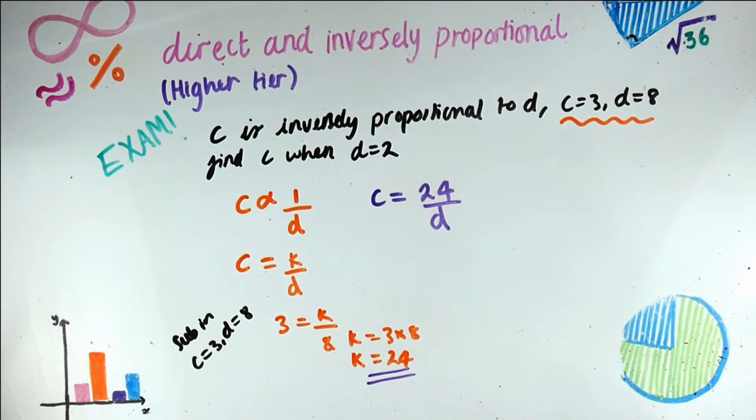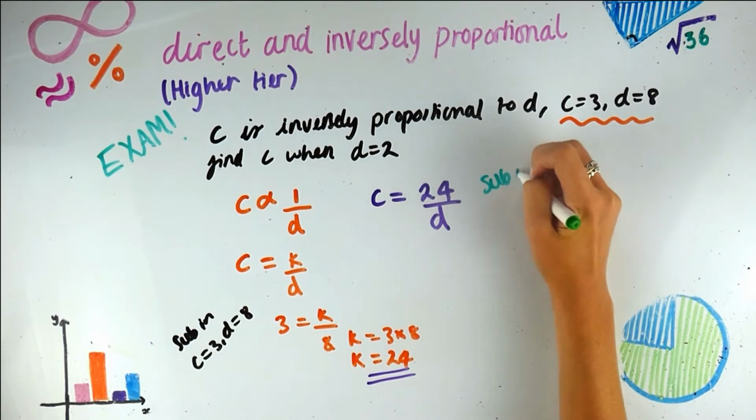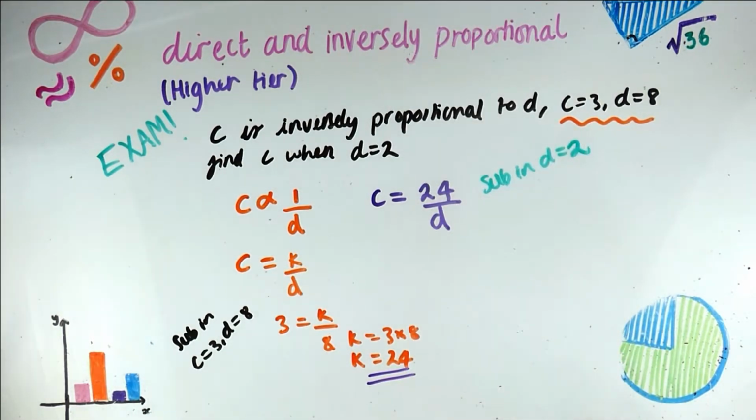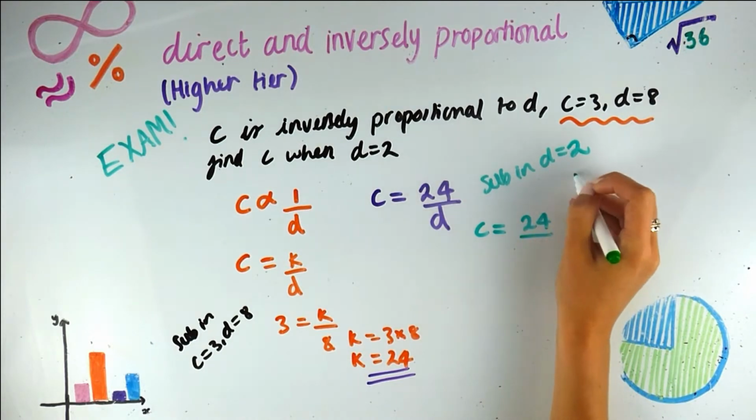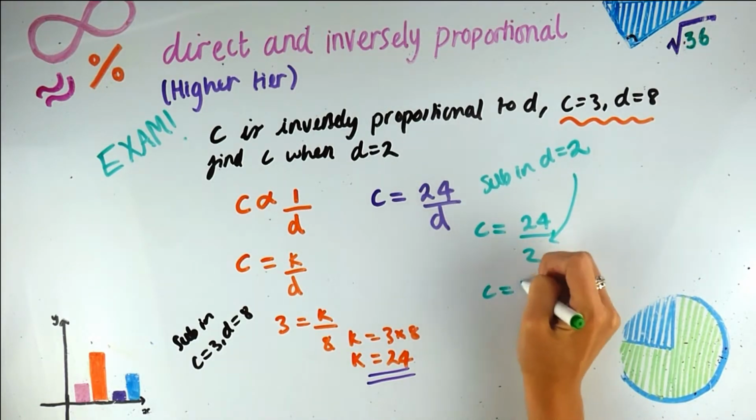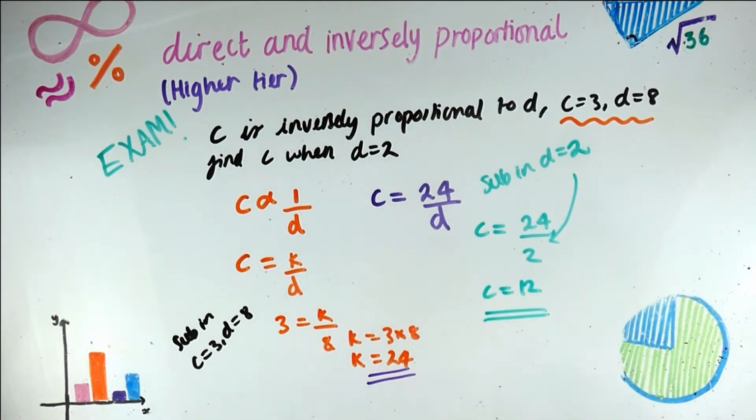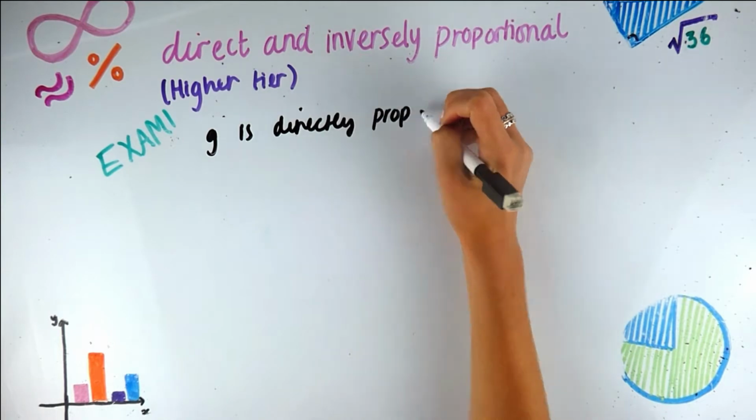What's our question asking for? Find C when D equals 2. So sub in D equals 2, because now we know K, and we get C equals 24 divided by D, which is 2, so C is 12. So they all kind of come in this format.